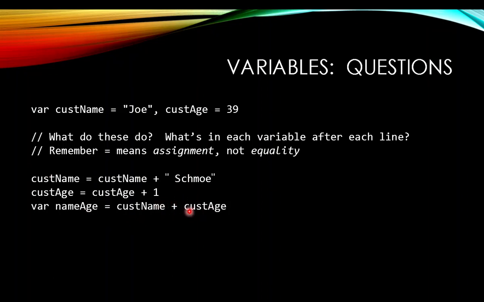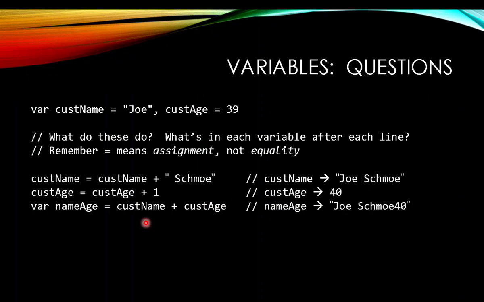Again, when this is text, it's going to concatenate, not add. So what does name age contain? That should be Joe Schmo 40. So let's look at all the answers to that. Hopefully you got that. Notice when you concatenate, you don't get an automatic space. So if you wanted a space in there, you've got to concatenate it yourself.